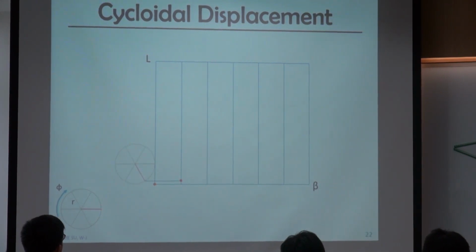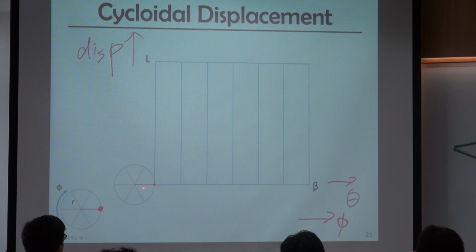So I'll roll this one from this point to the top point, and once you reach this point, you rotate 360 degrees. So we call this a complete cycle for a cycloidal motion. So back to this one.